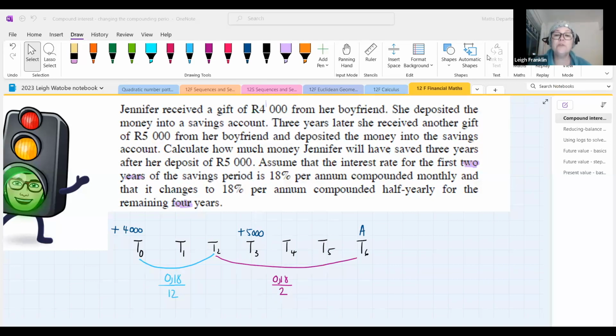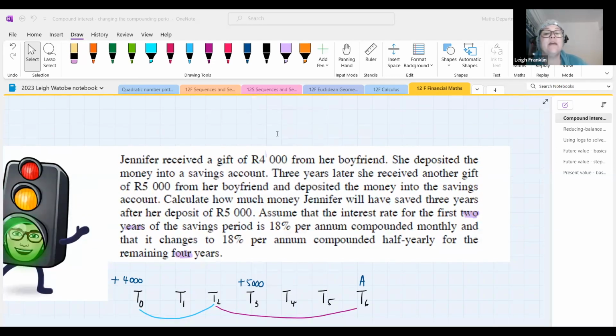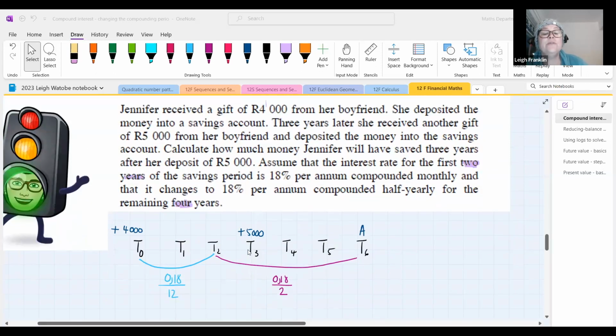All right. So the first thing that we need to do is work out how many years the money has been saved for. When we read it, we see that Jennifer gets a gift immediately of 4,000 Rand. She deposits the money into her savings account, and 3 years later, she gets another 5,000 Rand from her boyfriend. So the 4,000 Rand has been in an account for 3 years when she gets another 5,000 Rand.